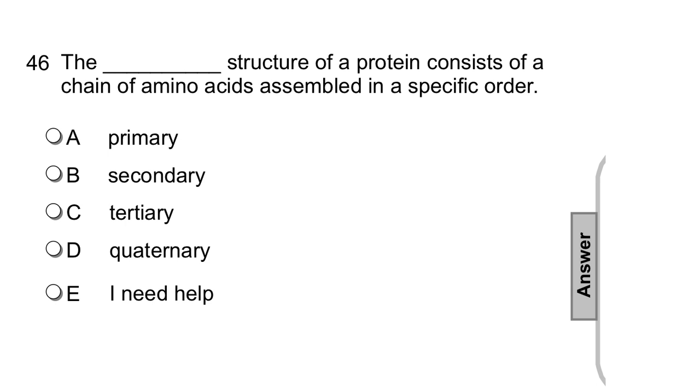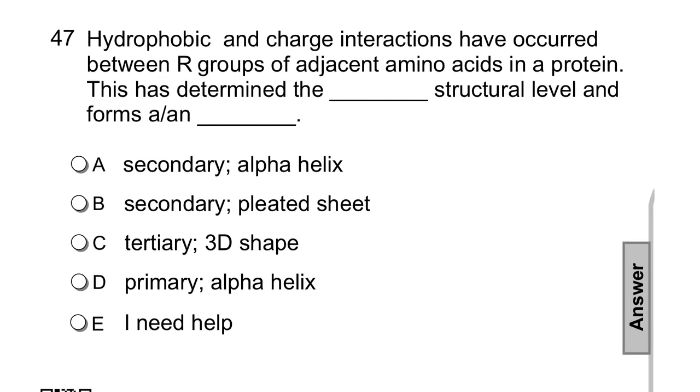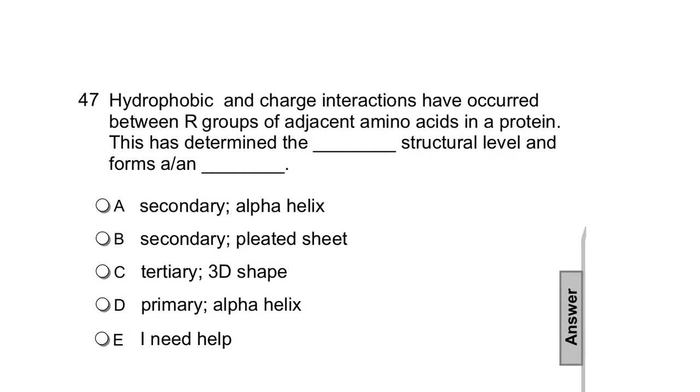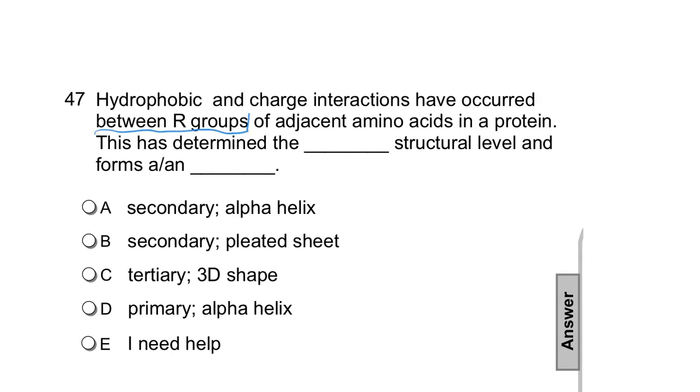Okay, the what structure of a protein consists of a chain assembled in a specific order? That's primary structure, the sequence of the amino acids in a chain. Hydrophobic and charge interactions that have occurred between R groups. Okay, between R groups is the key thing of adjacent amino acids in a protein chain. So, if it's between R groups, it's not secondary structure. And if it's one chain, it's tertiary. If there were two chains, it would be quaternary.